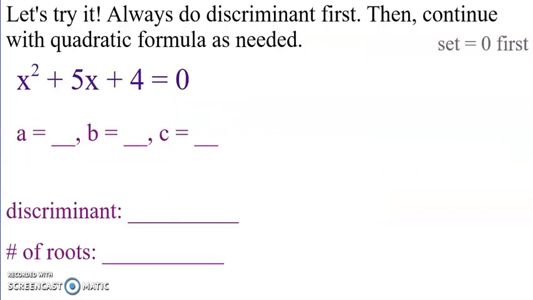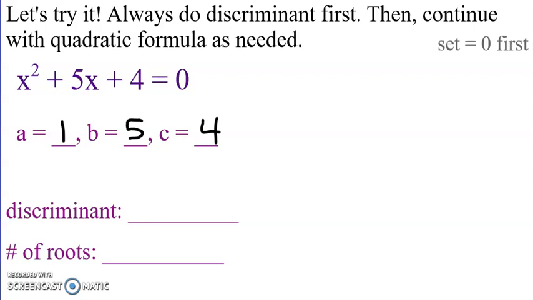So let's go ahead and look at some examples. Our equation is already set up in the form we need it to be. So our a value is 1, b value is 5, c value is 4. It's always our first step: make sure we've got standard form, set it equal to 0 so we can figure out a, b, and c. Now our discriminant, this is, again, going to tell us the number of roots we should have, and it kind of breaks our quadratic formula up into a couple chunks.